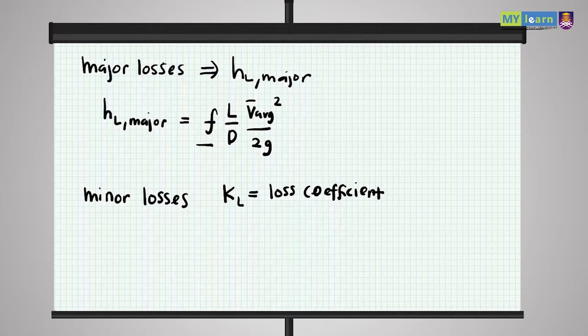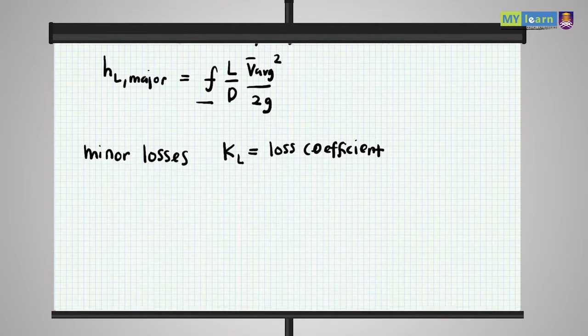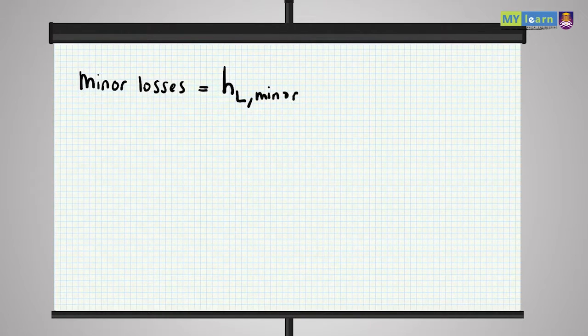Before I go further into this, let me identify what is minor losses. Minor losses is equal to HL minor, and it is equal to KL, or the summation of KL times V average square over 2G.